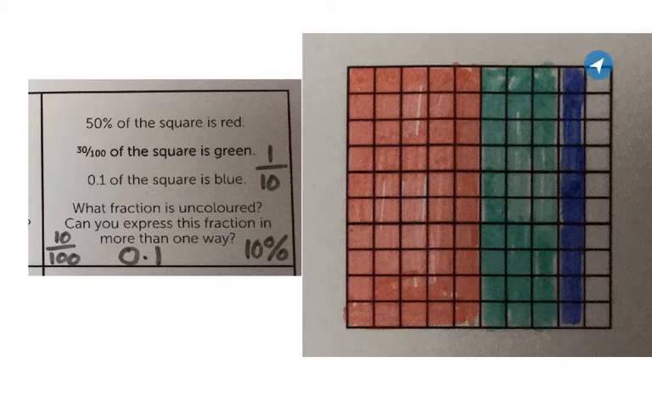So I've got left, what fraction is uncoloured, it asks for. That's 10 out of 100, or 1/10. But then it says, can you express this fraction in more than one way? And by that, it means, if you've got a fraction, could you show me it as a decimal or as a percentage? That's what the question here was asking you. So the answer is 10 out of 100, or 1/10. Expressing it in a different way would be 0.1 or 10%.